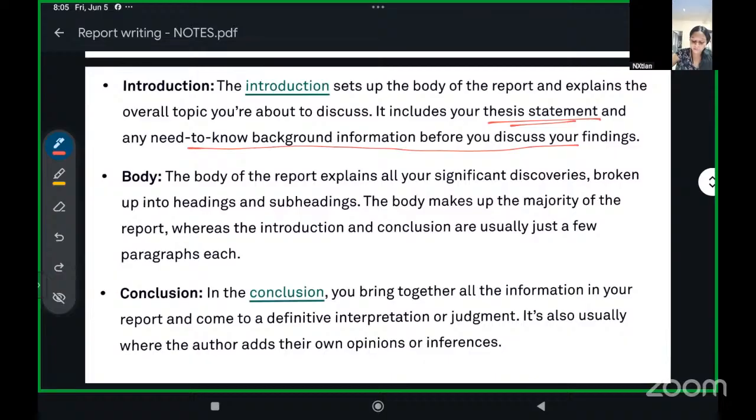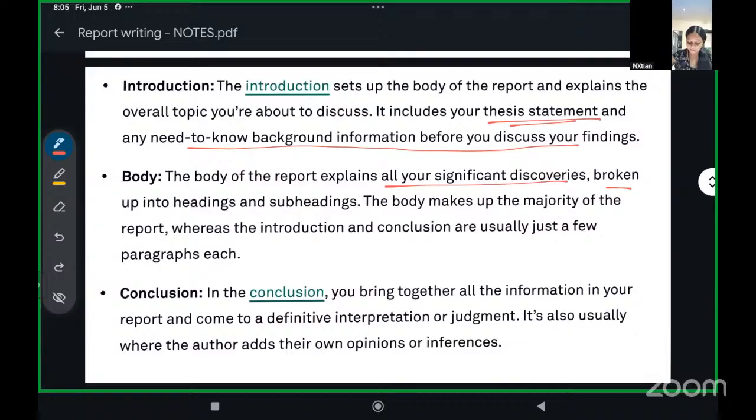The body of the report explains all your significant discoveries broken up into headings and subheadings. The body makes up the majority of the report. First is the introductory para, then the body is where you describe everything. This is the lengthy part of the report. Whereas the introduction and conclusion are usually just a few paras each. Means one para introduction, one para conclusion, and the rest we'll put into the body.